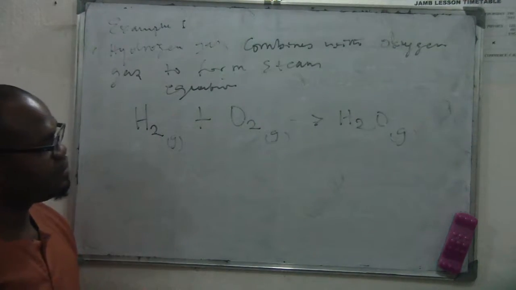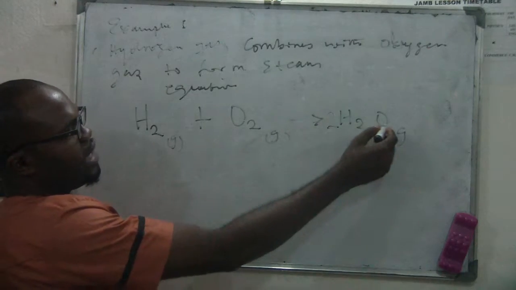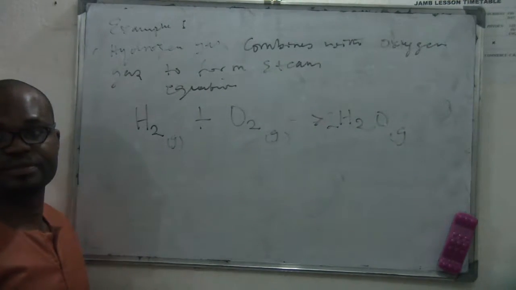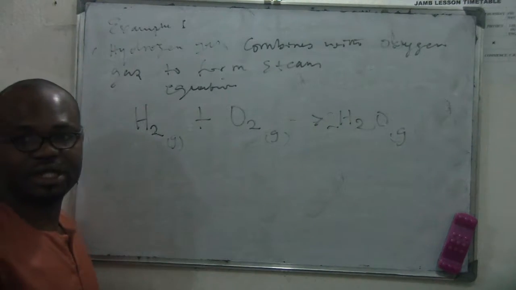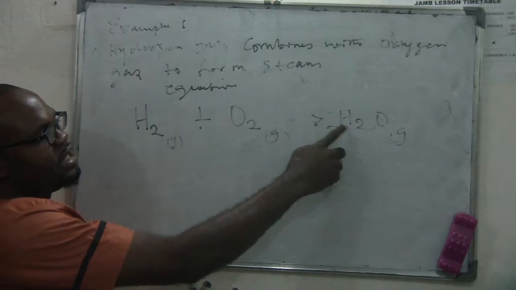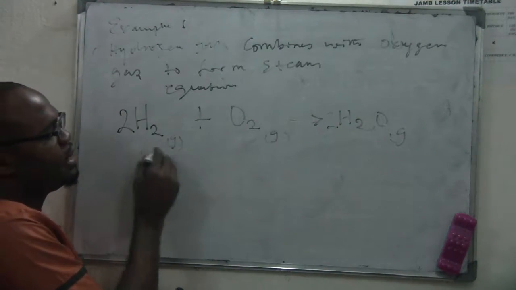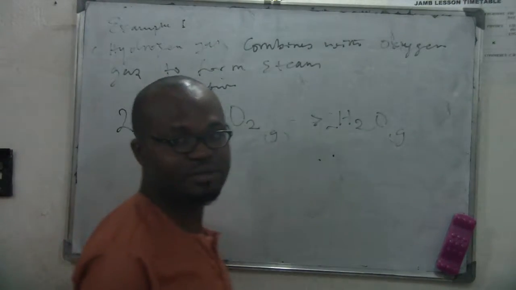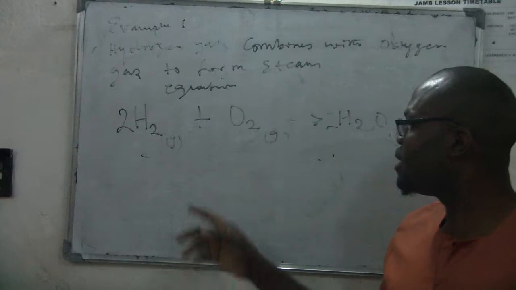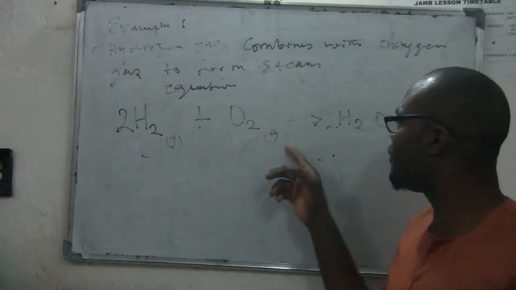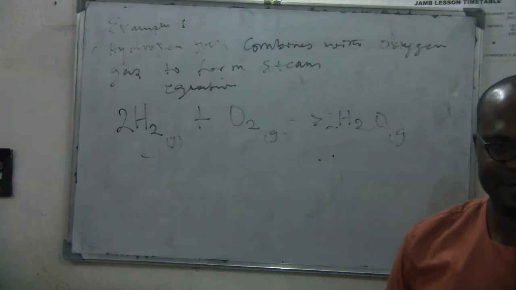So how do you balance it? If you put 2 here, you will be having 2 oxygen back, and you're also having 2 oxygen here. But then hydrogen is now how many? 4. So you have to put 2 here. So this is a balanced equation. Did you see the way I balanced it? What does this G stand for? Gaseous state. So write that equation, it is balanced.